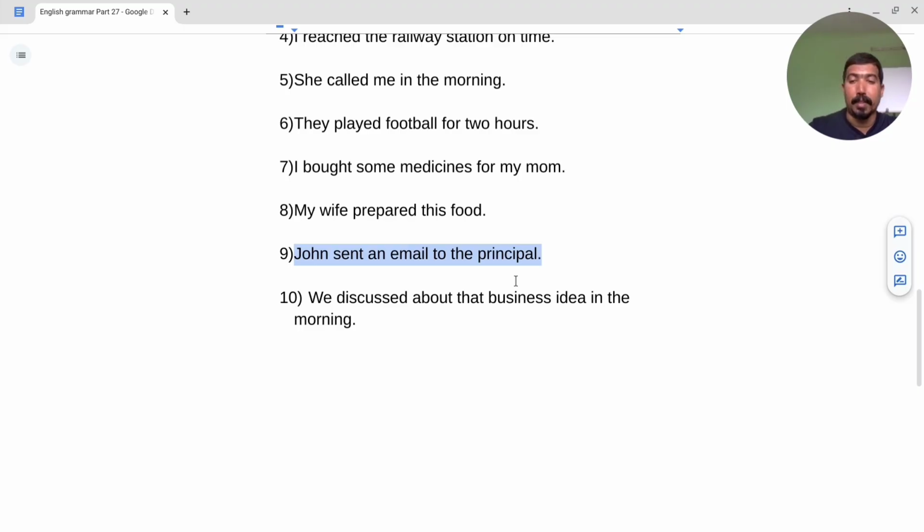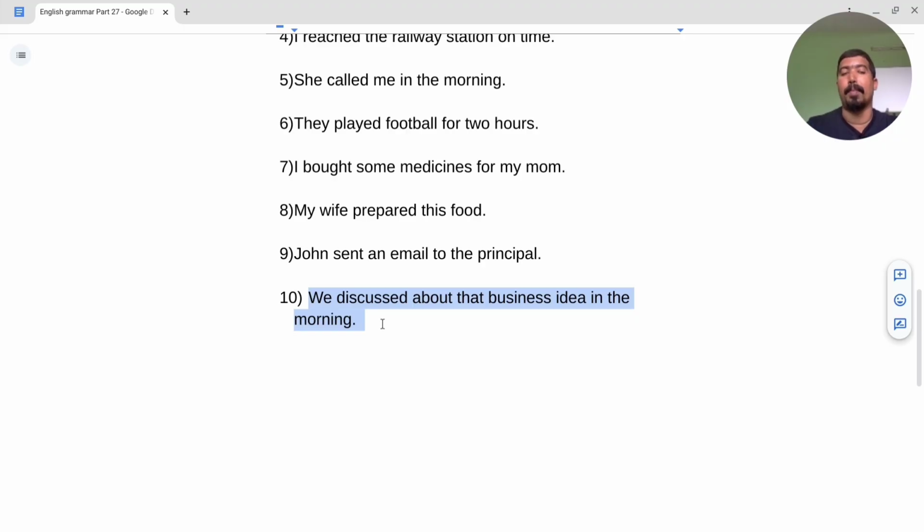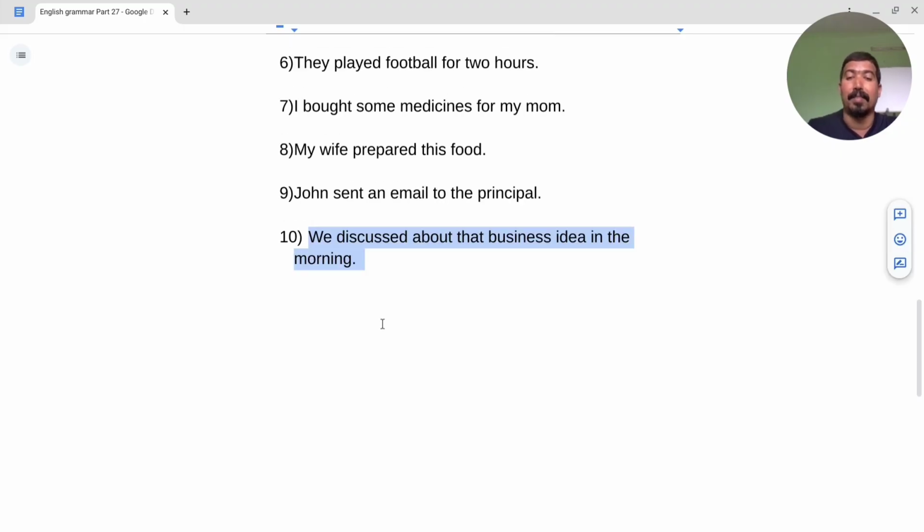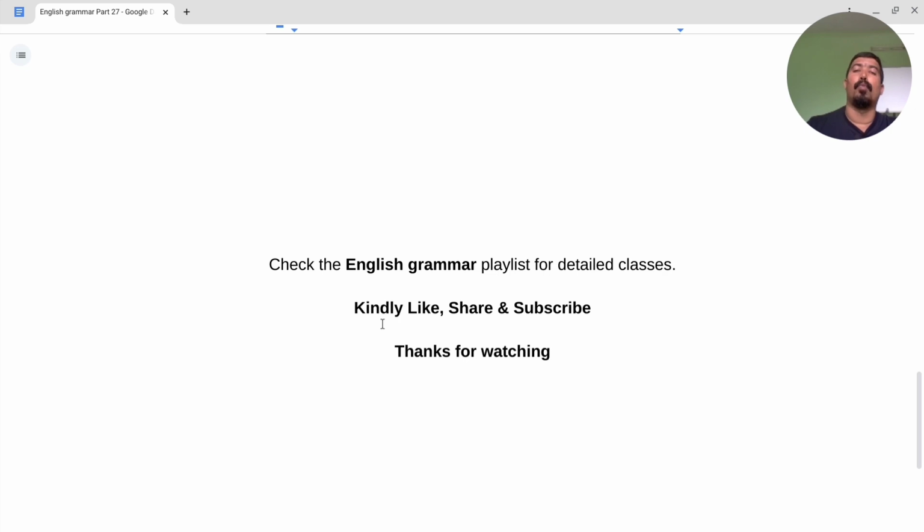It is already completed. We discussed that business idea in the morning. I am telling my friend, one of my friends came here to my house this morning, and we had a discussion. We discussed that business idea. It is over. Now it is afternoon. We are talking about something that we did in the morning. Discussed.